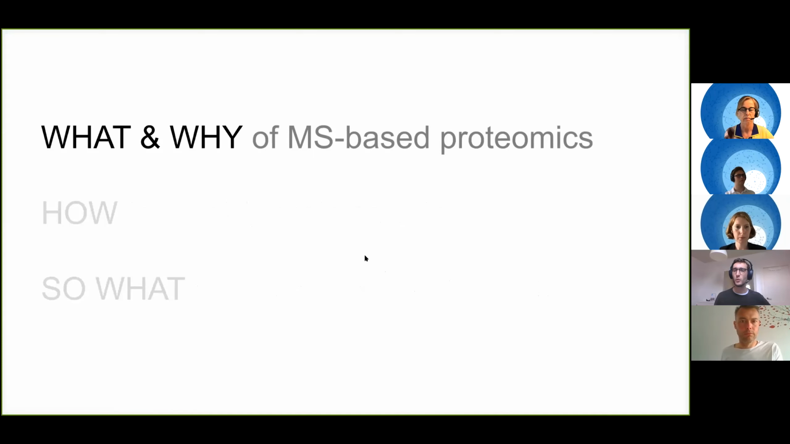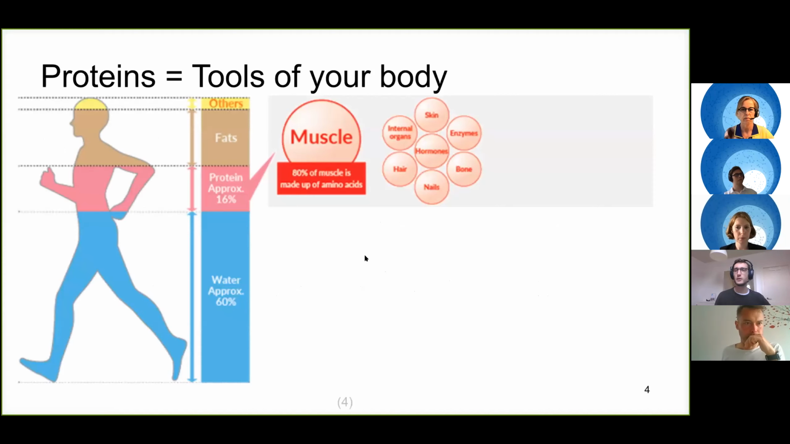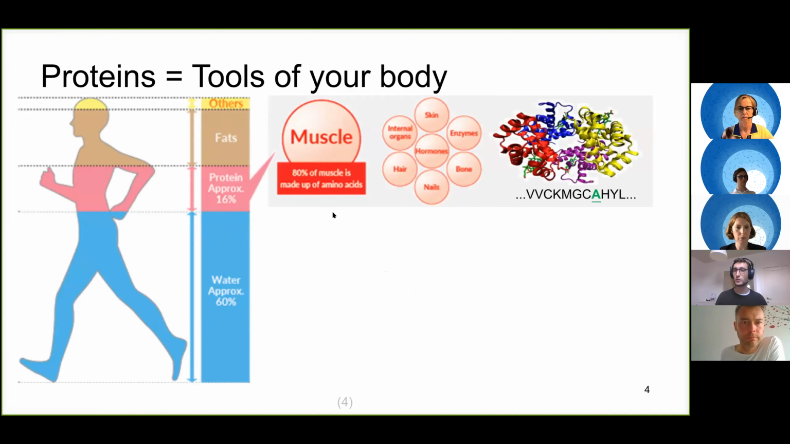Good. So why proteins? Well, proteins, after water and fat, they make up the majority of your body. They make up your muscles, your nails, your hair. They transport oxygen in your blood. They do everything. They are the tools of our bodies. So they're very important. And what do they look like? Well, here's a picture and the corresponding protein code as well.